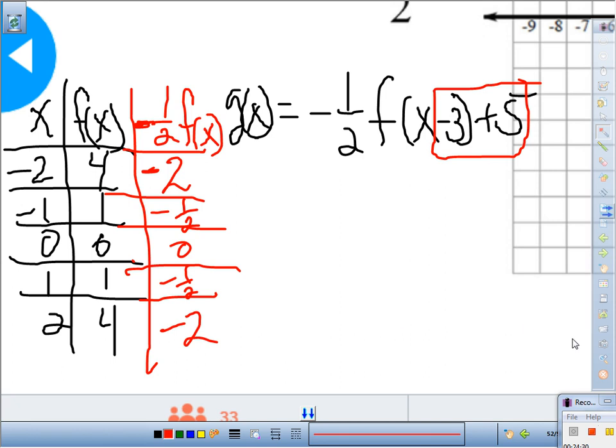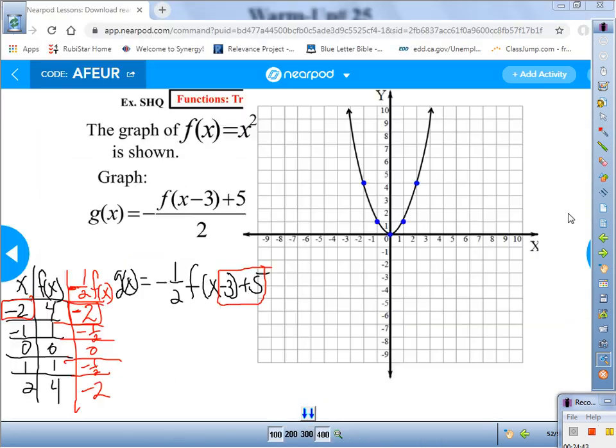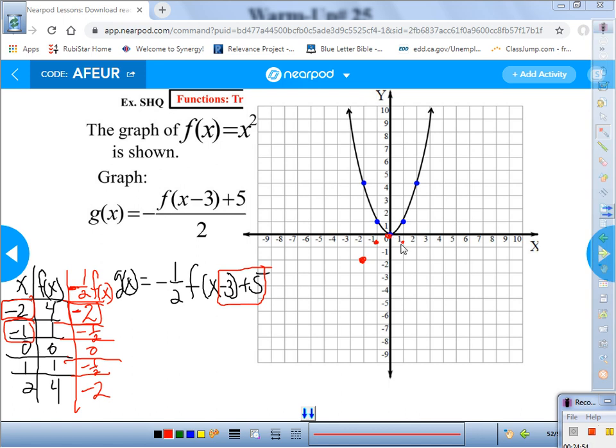All right? I'm going to plot this. So to plot it, I don't use this one and this one. I use the x value and the new f(x). So we got -2, -2. Let me zoom in. Let me zoom out. -2, -2. -1 and -1/2. 0, 0, 1, -1/2, and 2, -2.